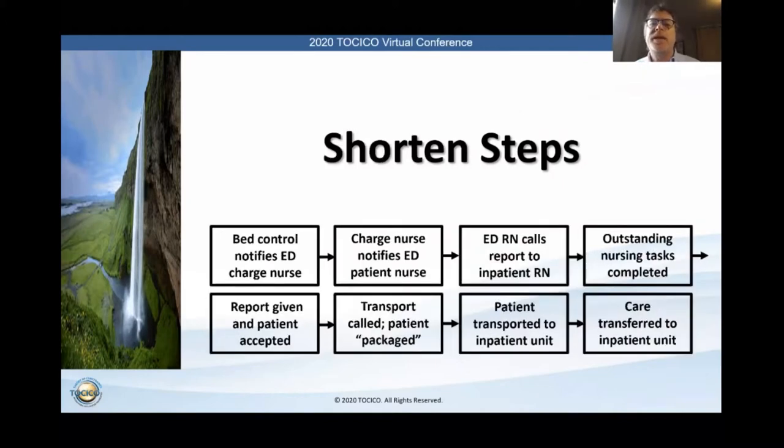Shortening steps is more difficult than simply eliminating activities because now people are being asked to change the way they are used to doing things rather than just simply stopping activities altogether. These are additional steps in ROC that outline from the time the inpatient bed is assigned to the time the ED patient is moved into the new inpatient bed. Bed control notifies the ED charge nurse that a bed has been assigned. The charge nurse notifies that ED patient's bedside nurse. The bedside nurse calls report to the inpatient nurse that is going to receive the patient. Outstanding nursing tasks are completed. The report is given and the patient is accepted by the inpatient unit. Then transport services are called and the patient is packaged up to be moved out of the emergency department. The patient is physically transported to an inpatient unit and then care is transferred to the inpatient unit.